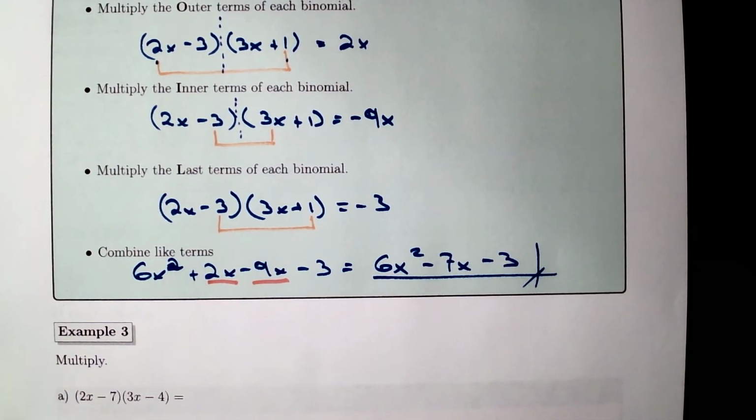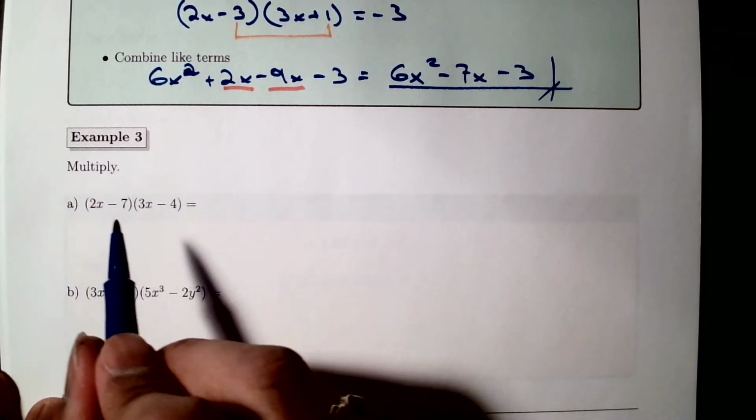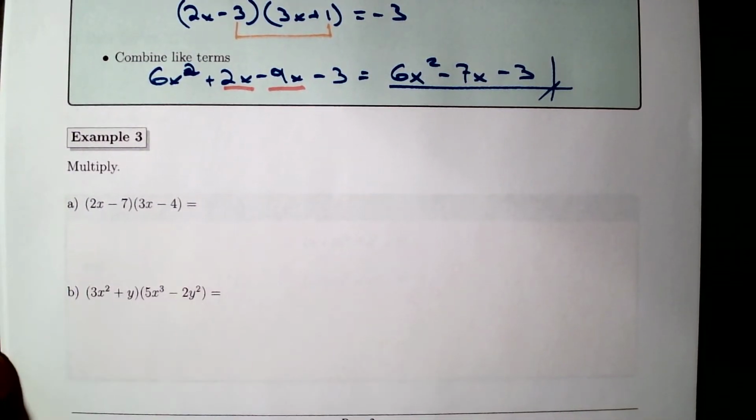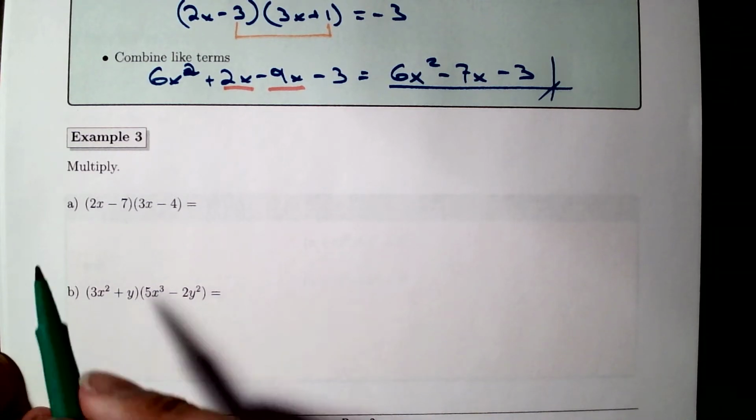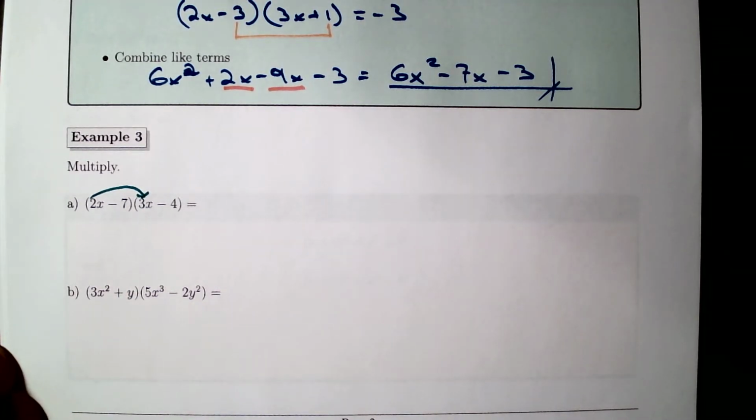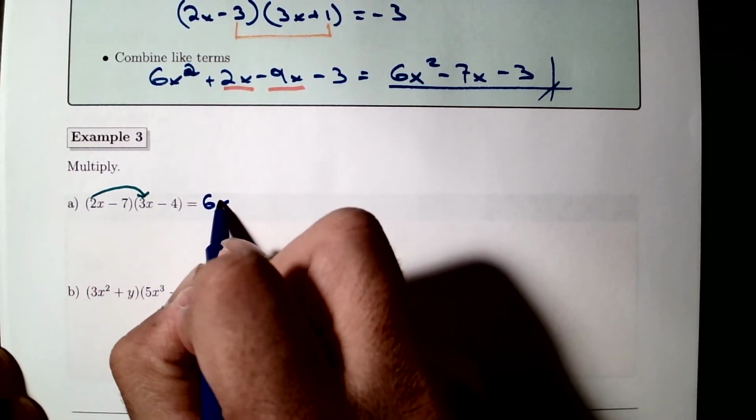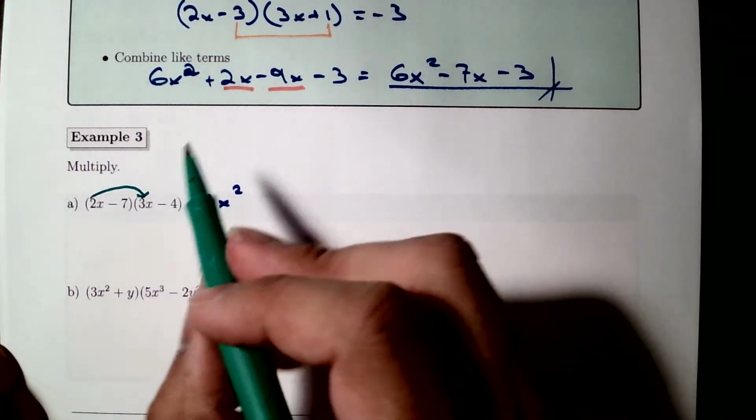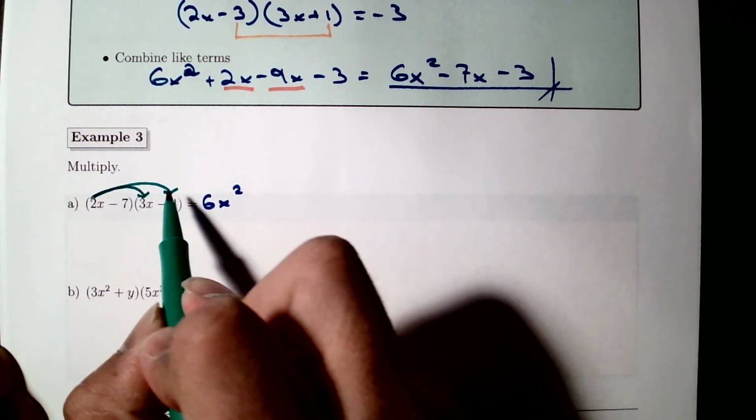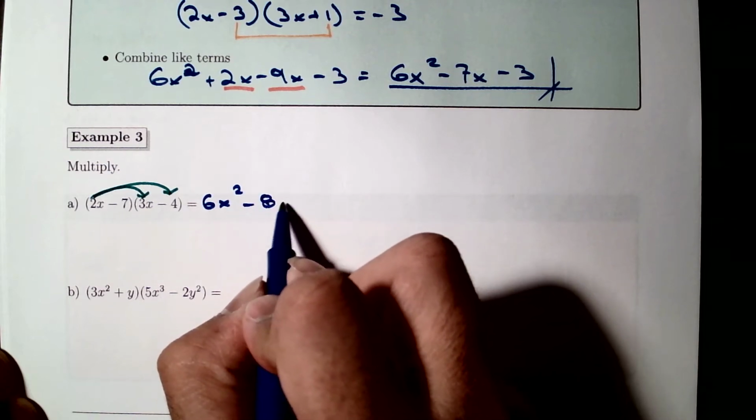Alright. So let's do some examples here using the FOIL method to multiply these binomials. So multiply these two. So we're going to do the FOIL method. So we're going to do the first, 2x times 3x, so that's going to be 2 times 3, which is 6. x times x, which is x squared. 2x times negative 4, that's the outer. That's 2 times negative 4, that's negative 8x.